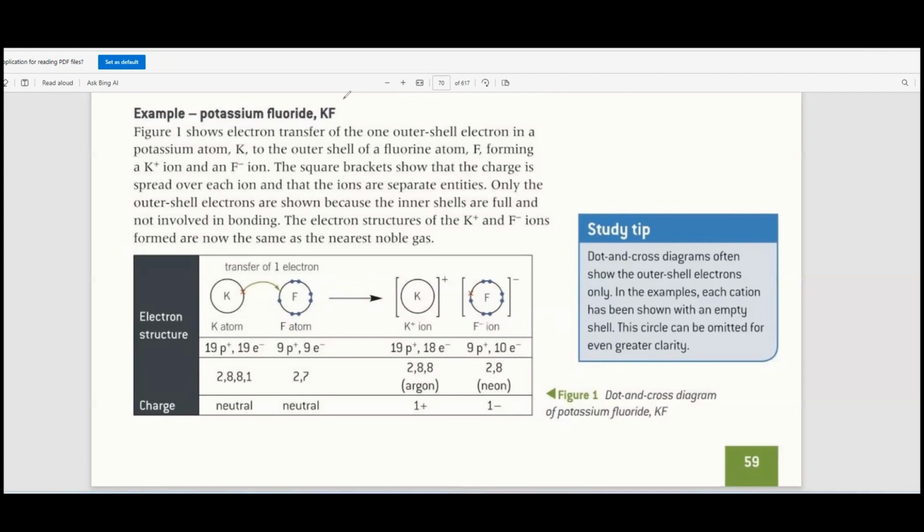So then, instead of writing the full configuration, can you just write Ar? Yes, if you have to write the shorthand version, you can just write Ar, and that will be the whole configuration of the potassium ion. But do you need to write Ar plus? Yes, because otherwise people will think that it's an actual argon. That is what I am thinking. But if you write Ar with a one plus, then they will know that it's a potassium ion.